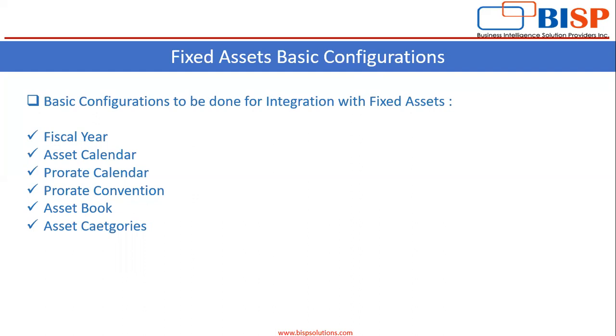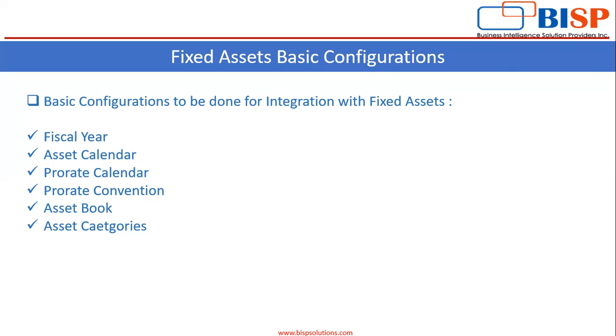So you have to create the fiscal year. This is the standard set of year. And then you have to create the asset calendar. Then in the prorate calendar, you have to decide on what basis you have to charge the depreciation on your fixed assets. Then in the fixed asset module, you have to maintain the asset book under which you have to keep all your assets. If you want to run the depreciation, it will run on the asset book basis.